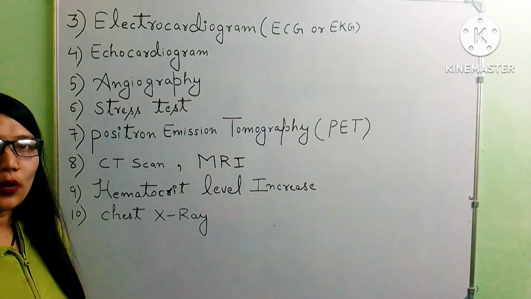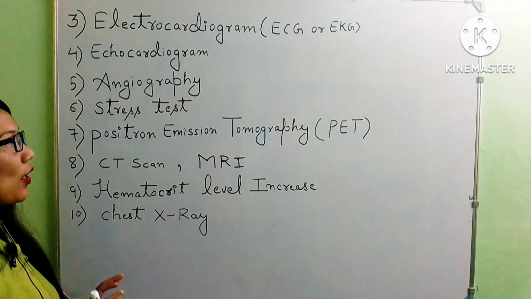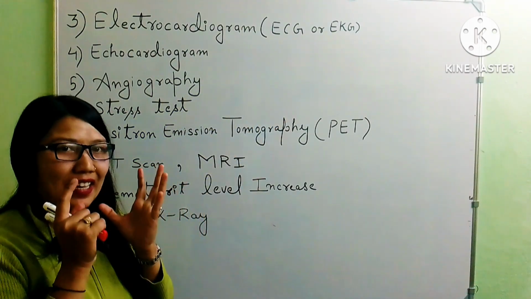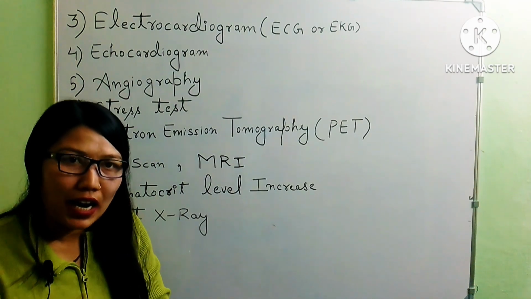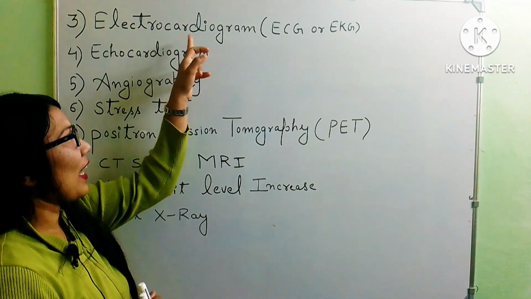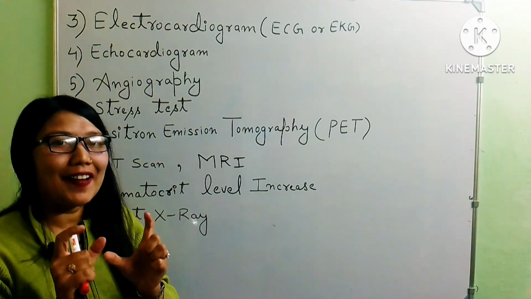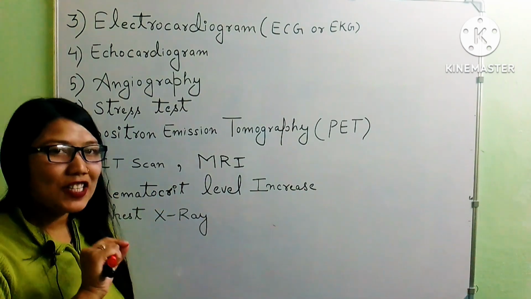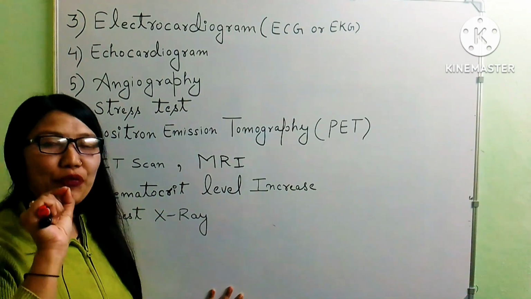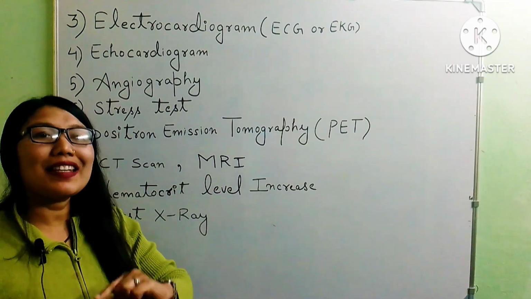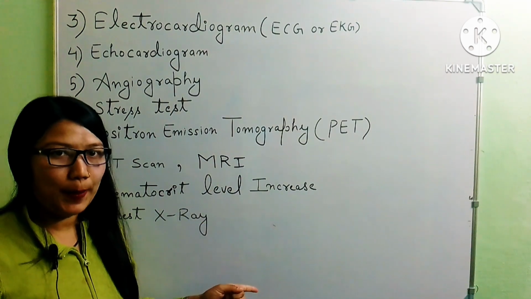Next diagnosis we are going to see is the electrocardiogram, ECG or EKG. It is a graphical representation of the heart, mainly the heart's electrical activity. So it is a graph in which the heart's electrical activity is recorded. If there is ST elevation in the ECG, it means the patient had a recent heart attack.